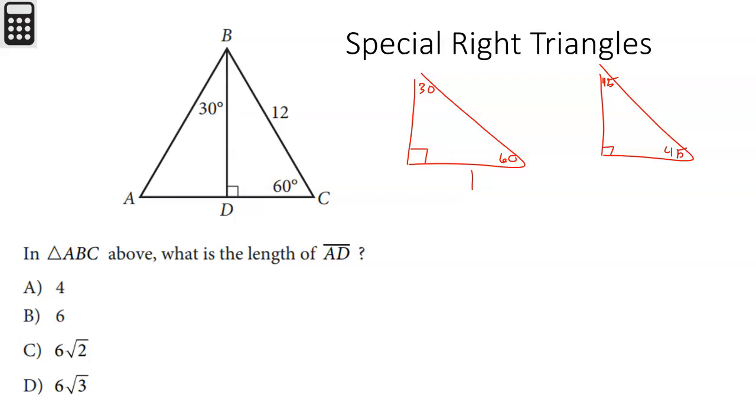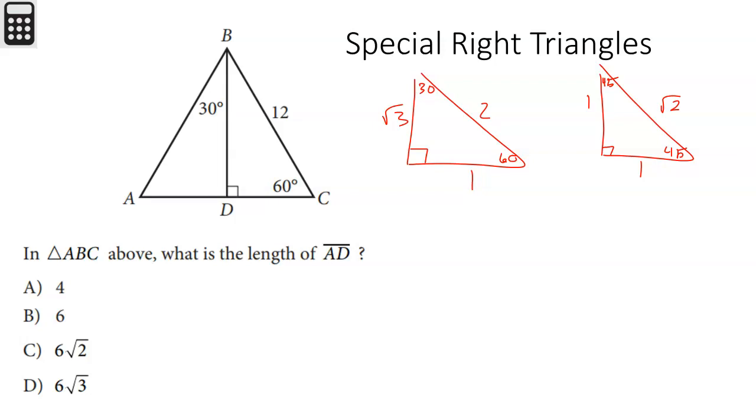1, root 3, and 2. 1, 1, and root 2. Okay? So they follow this pattern. Opposite the 30 degrees is 1, opposite the 60 is root 3, and then our hypotenuse is 2.